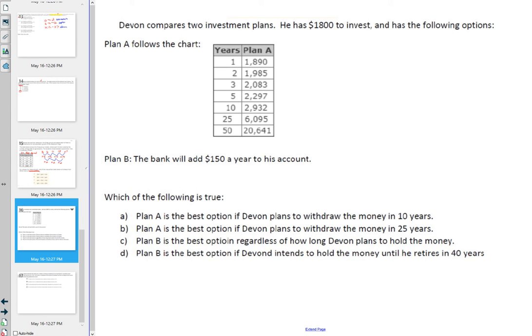Okay. Well, here, let's see. If we're adding 150 to an account each year, what type of model would that be? Linear. So then the y would be equal to 150x, and we started with 1800.